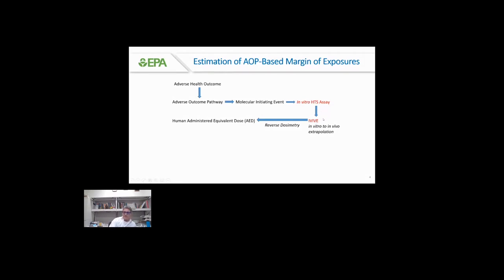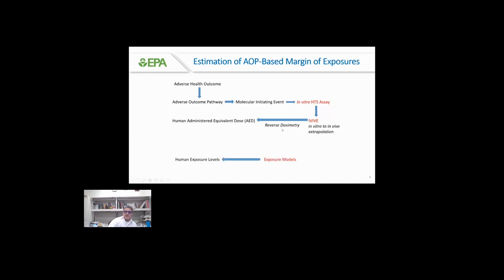Now we have to move on from that in vitro assay. What does that mean in terms of in vivo, specifically looking at exposure or administered doses, human administered equivalent doses that we can obtain through reverse dosimetry by making the assumption that the levels in the in vitro assays will be equivalent to a level of these chemicals in vivo in the target tissue, where the initiating event resides. And so with reverse dosimetry, we can estimate this. This is where PBPK comes in.